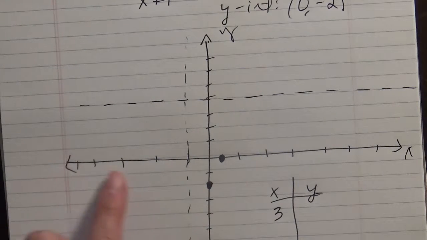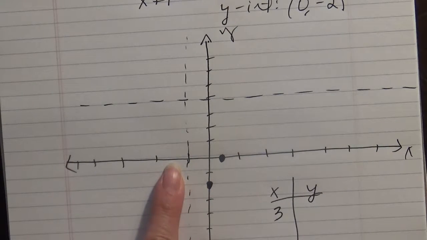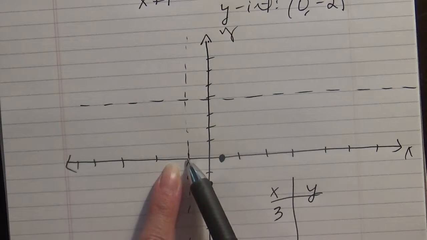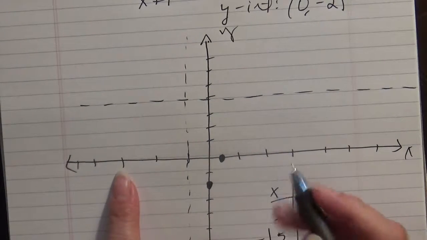So let's choose an x value to the left of our vertical asymptote. So that's at negative 1. Let's do negative 2. I'm going to do negative 1.5 because I want to see what's happening kind of close to my vertical asymptote. And then I'm going to do maybe negative 3. Let's see what's going on.